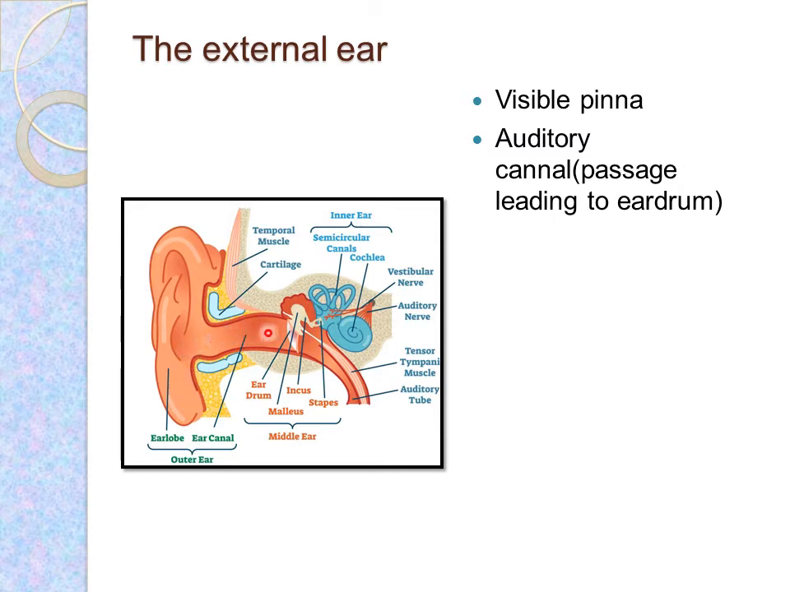What the pinna and the auditory canal are doing is funneling the sound from outside and vibrating this tympanic membrane, or rather the eardrum. This is what happens in the external ear. In the next slide we will talk about the next part, the middle ear.